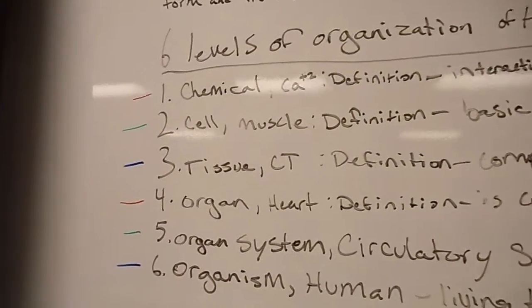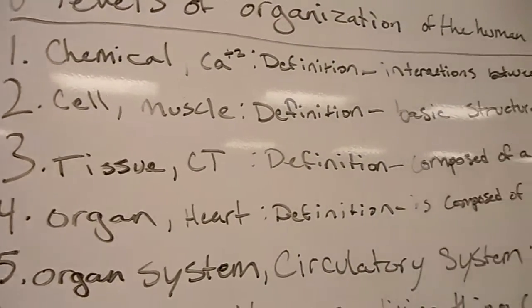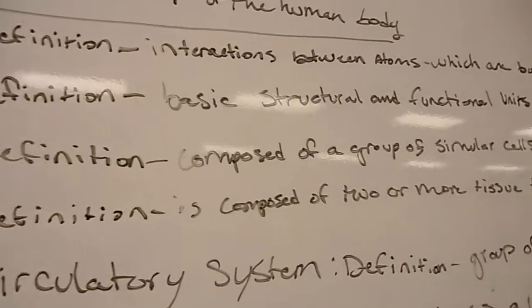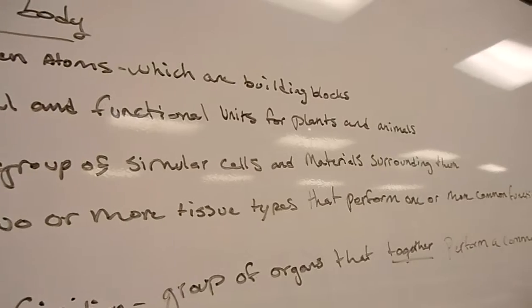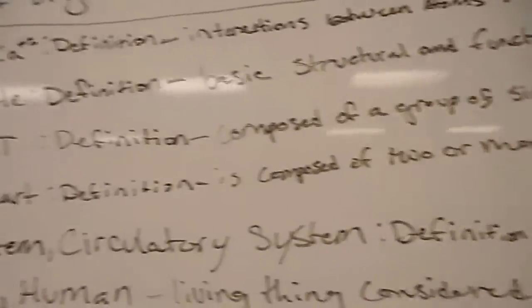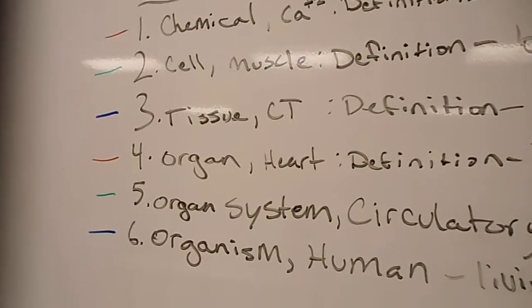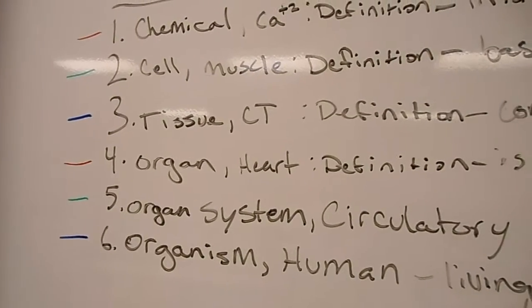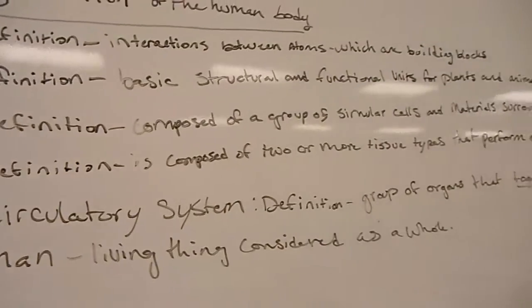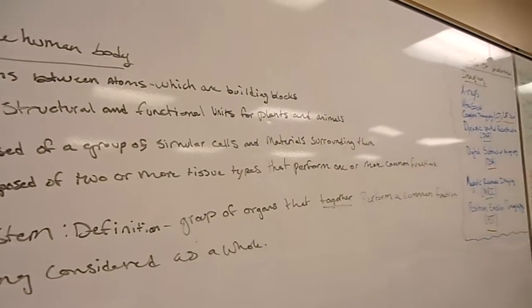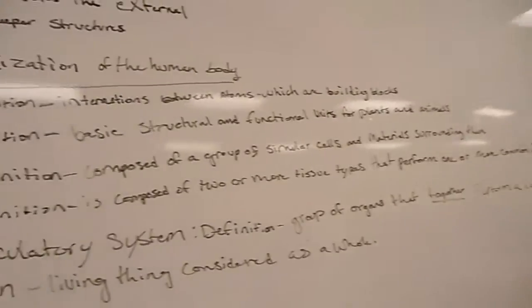The third is tissue, such as connective tissue, and definition is composed of a group of similar cells and materials surrounding them. Can't even read my own handwriting. Then the fourth is the organ, such as a heart. Definition is composed of 2 or more tissue types that perform 1 or more common functions.